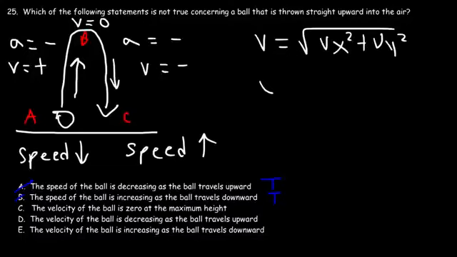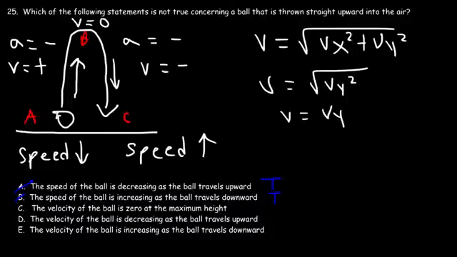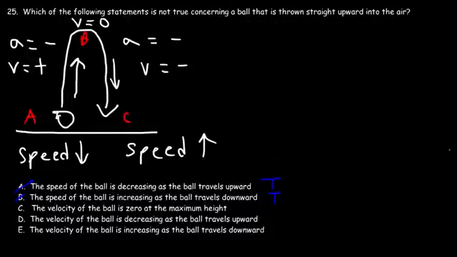If Vx is 0, then V becomes the square root of Vy squared. So V equals Vy when there's no horizontal component. So C is a true statement.